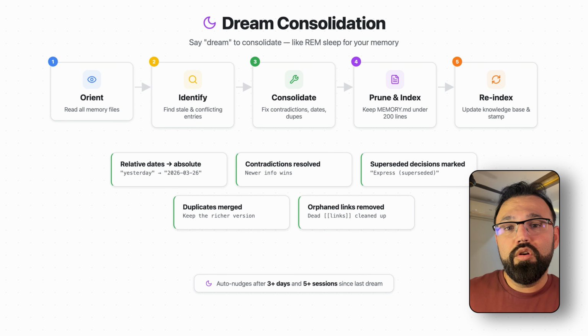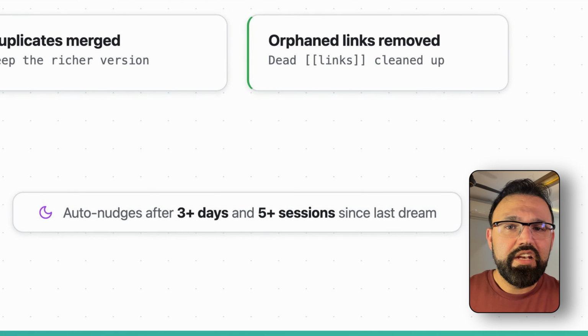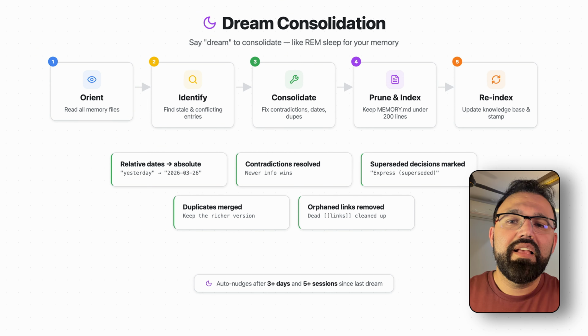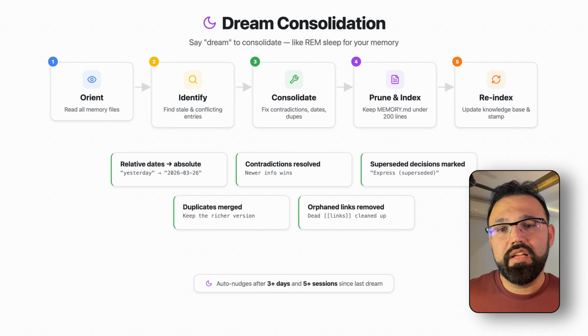Now the agent spawn hook tracks sessions, and it will nudge you when it's been 3 or more days or 5 or more sessions since the last dream. Think of it as the rapid eye movement sleep cycle that humans have, for your memory system.